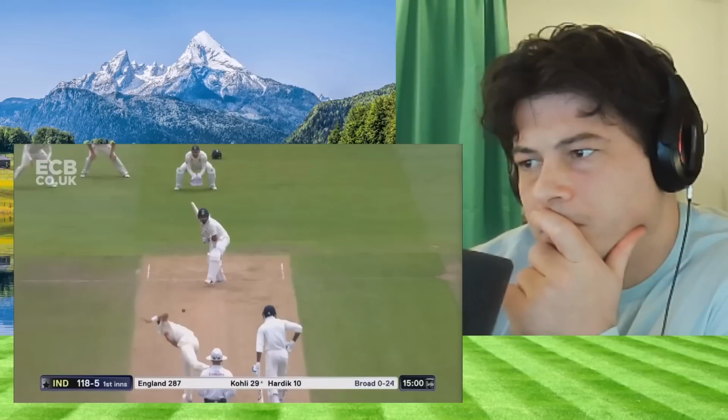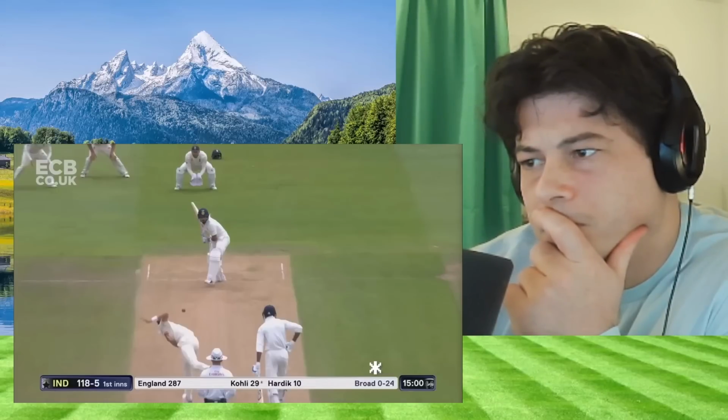Then at the end, it says Broad 0 for 24. This means that Broad, the bowler, has taken 0 wickets so far and has allowed 24 runs.